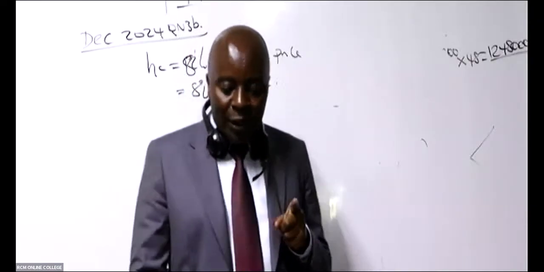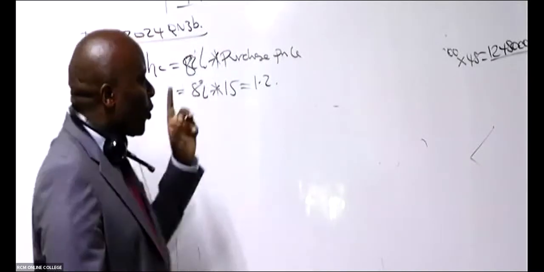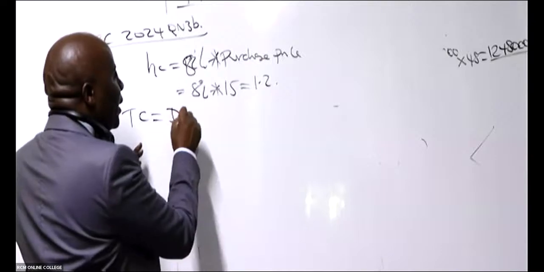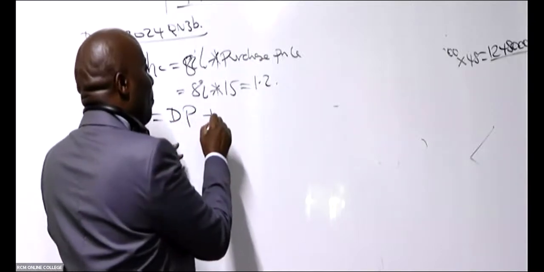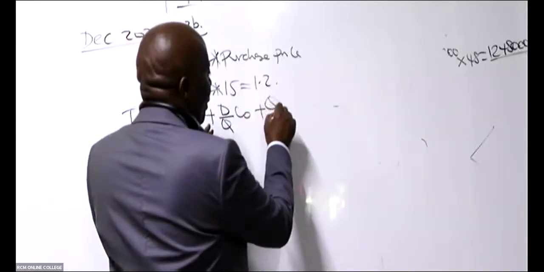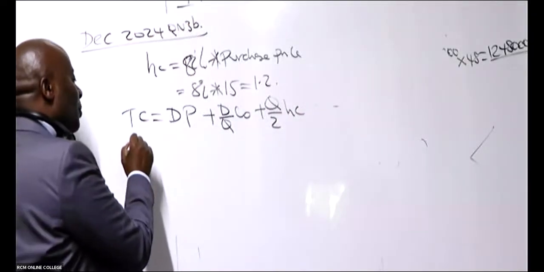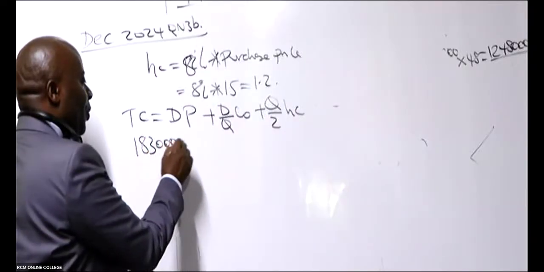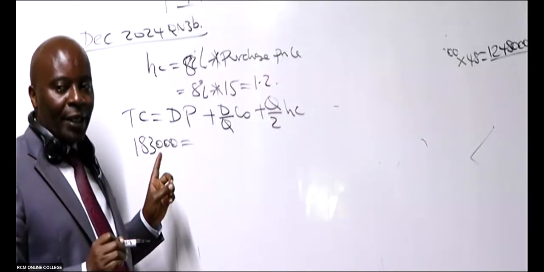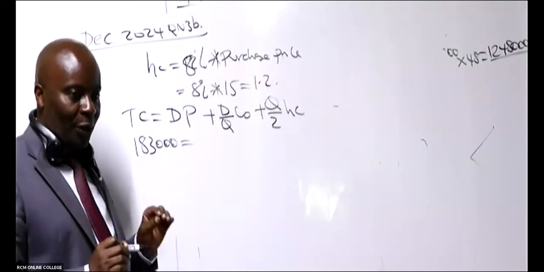What this lady has known is that the total cost has been given. She knows the formula: to get total cost, we take the purchasing cost plus the ordering cost, D over Q times CO, plus the holding cost. And the total cost has been given as what here? Total cost has been given as 183,000, isn't it? Yes, in the last paragraph.